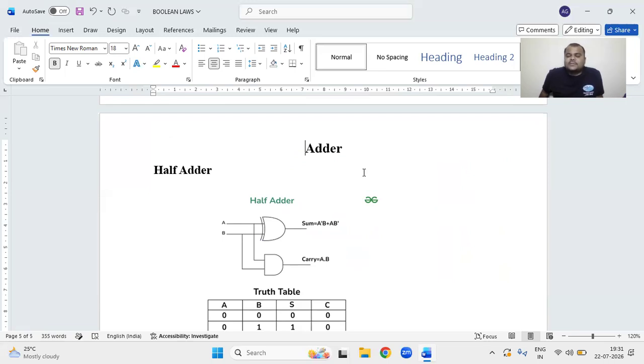So what is the purpose of using adder? To add the bits in a computer hardware. Okay, next is half adder. In the name already is there, half adder.